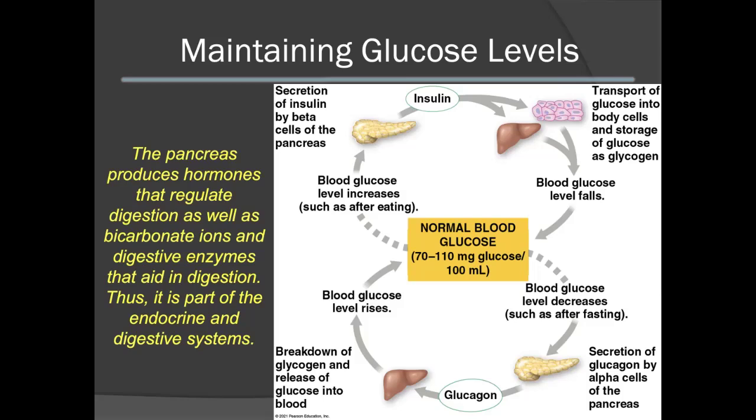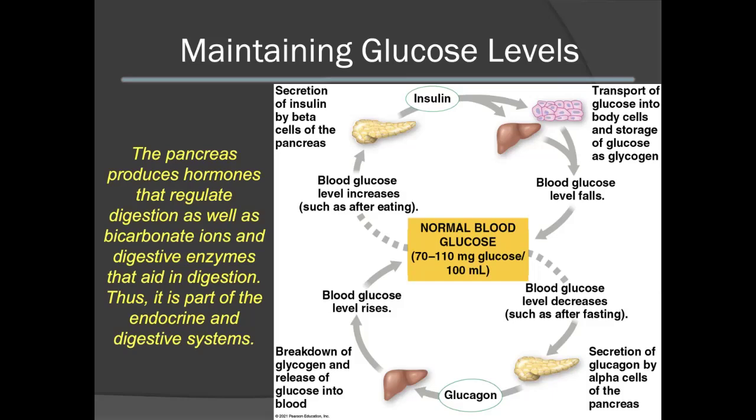We begin with a normal blood glucose range of 70 to 110 milligrams per 100 mils. If blood glucose levels increase, such as after a meal, insulin will then be released. The release or secretion of insulin into the bloodstream will then target the liver. It will then allow for the transport of glucose into body cells, and it'll cause this excess energy to be stored as glycogen. As a result, blood glucose levels will then fall.